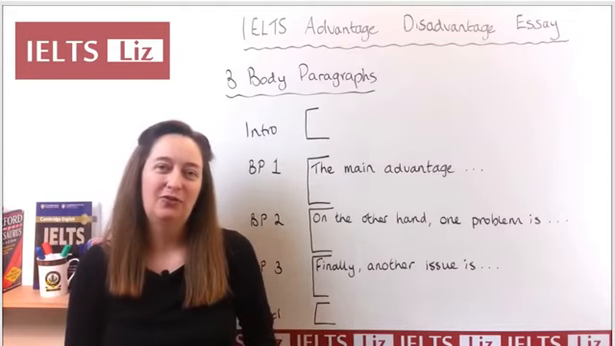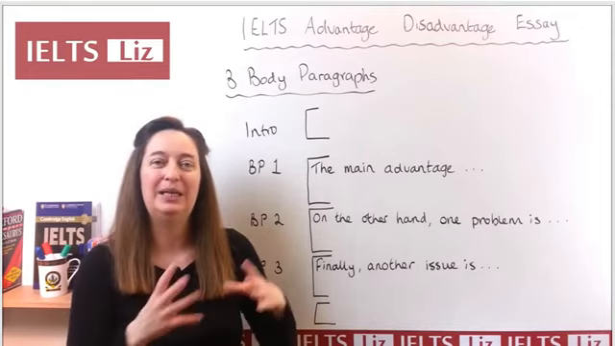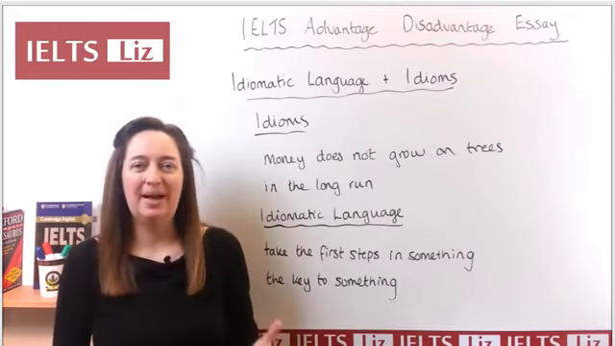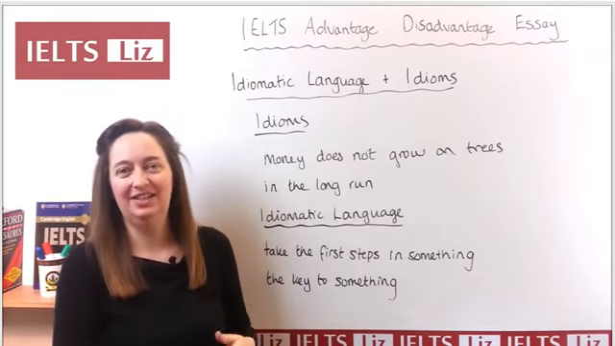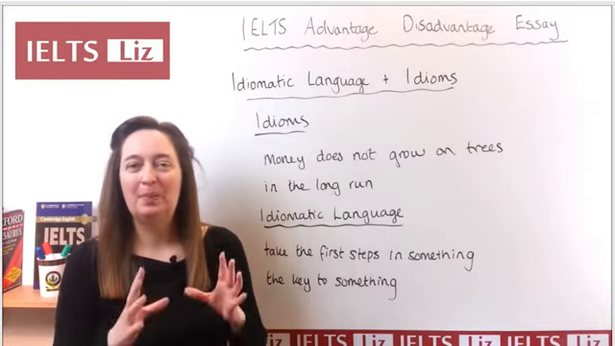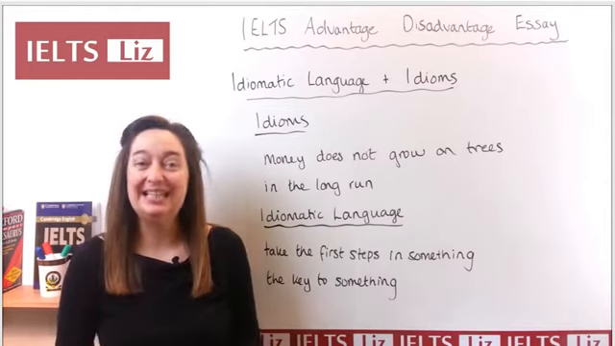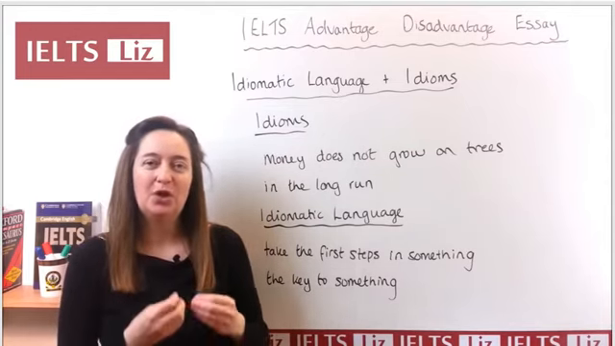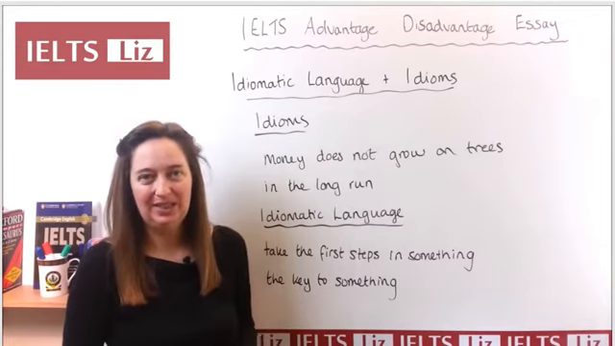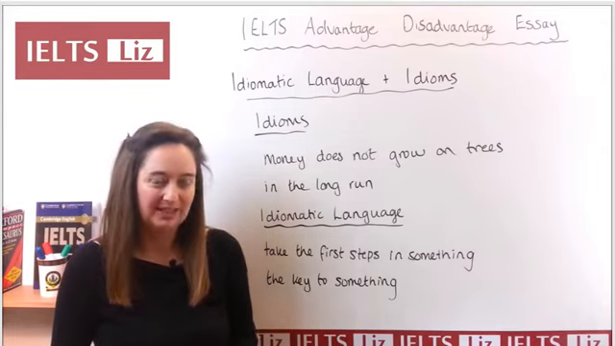Now it's time to have a look at vocabulary, and I want to have a look at some of the idioms that we used and the difference between idioms and idiomatic language. To get band score 7, 8 and 9, you need to start using idiomatic language. But many students do make a mistake and they think that that means you need to use idioms. Now, idioms are just 1 type of idiomatic language, and that type is not usually suitable for essay writing.